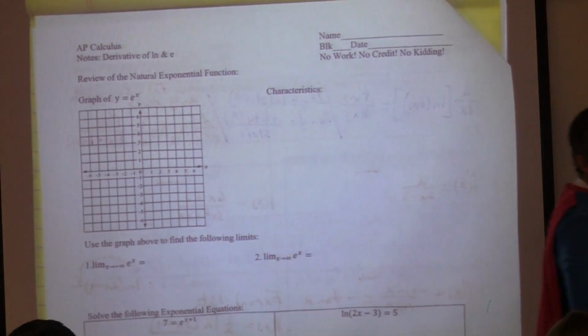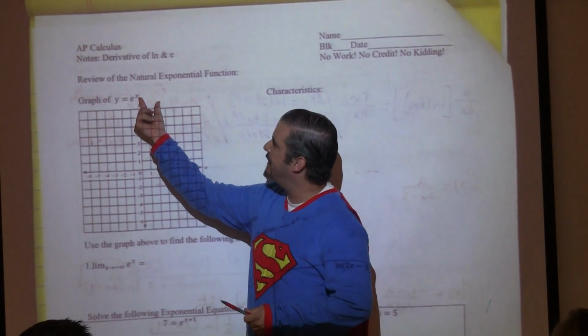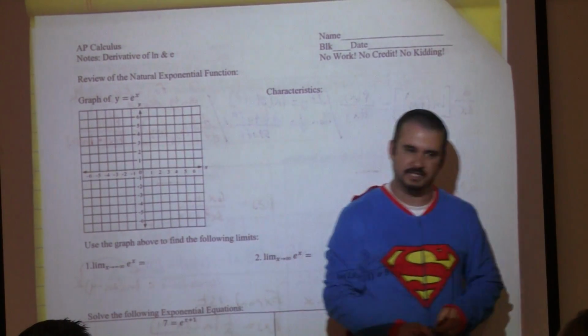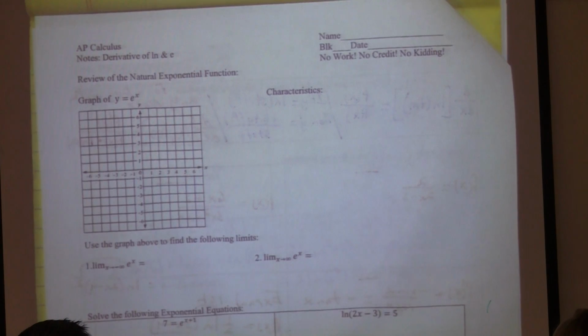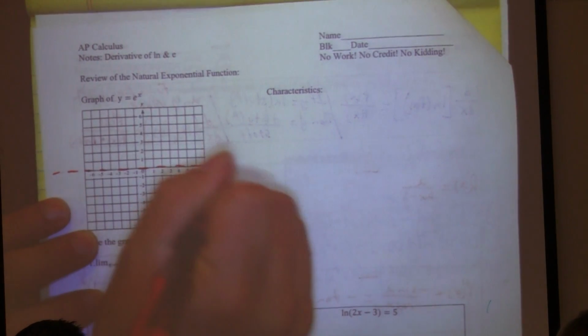Yeah? What would be the horizontal asymptote for e to the x? 0, right? Because it has plus nothing, right? So that plus k was the horizontal asymptote. So here, e to the x has a horizontal asymptote at 0. Why do you think that is?